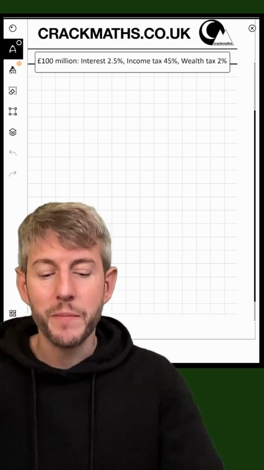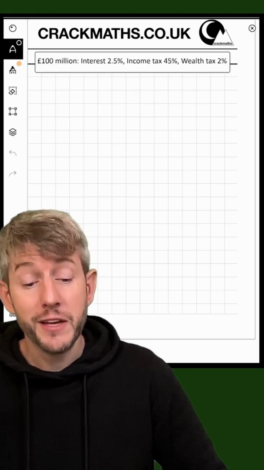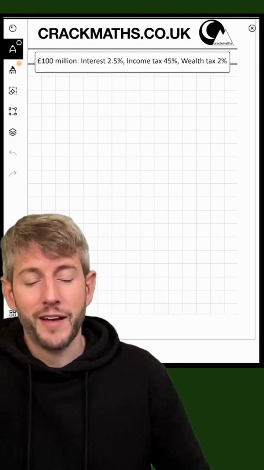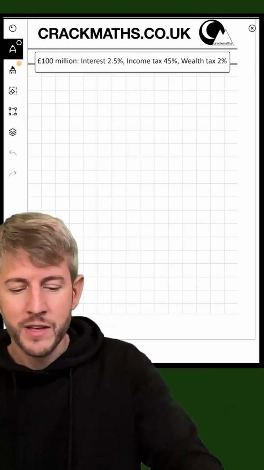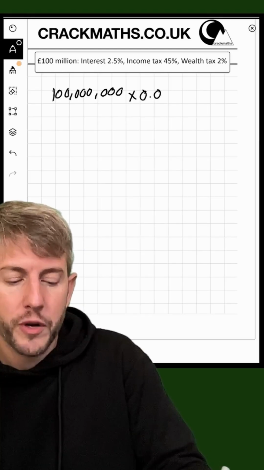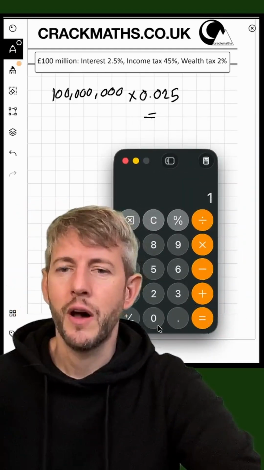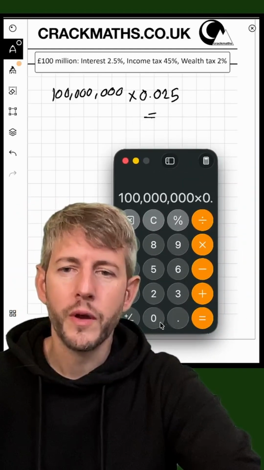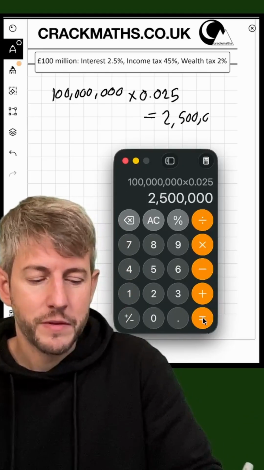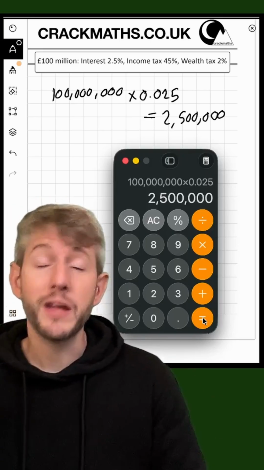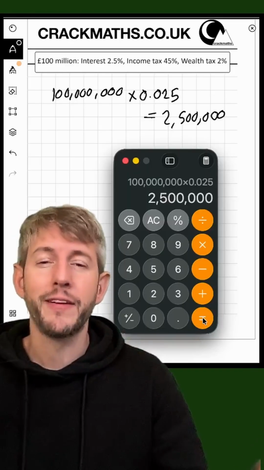Right, let's have a look at scenario 2. In scenario 2, we're looking at somebody with £100 million with the same interest rate of 2.5%, the income tax of 45%, and the wealth tax of 2%. So let's start at the beginning. First of all, we need to work out their interest. So we're going to have 100 million. We're going to times this by 0.025, and I'll do that on the calculator. So we've got 100 million multiplied by 0.025, and that equals 2,500,000. Okay, so that is going to be the amount of money that this person earns in interest before income tax is applied to the interest.